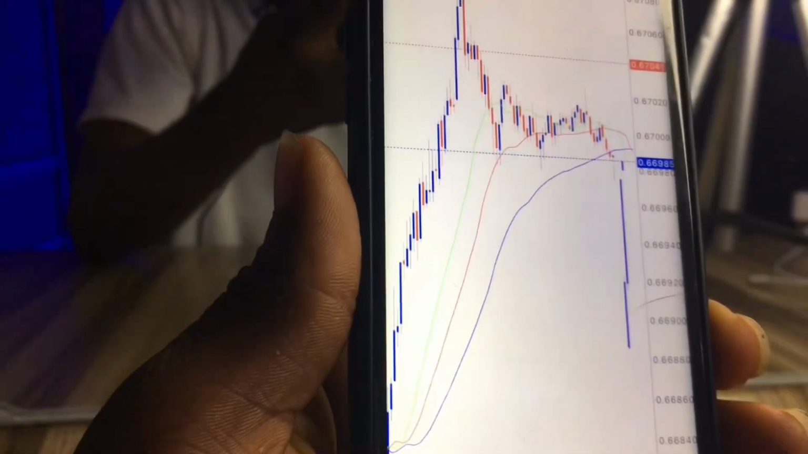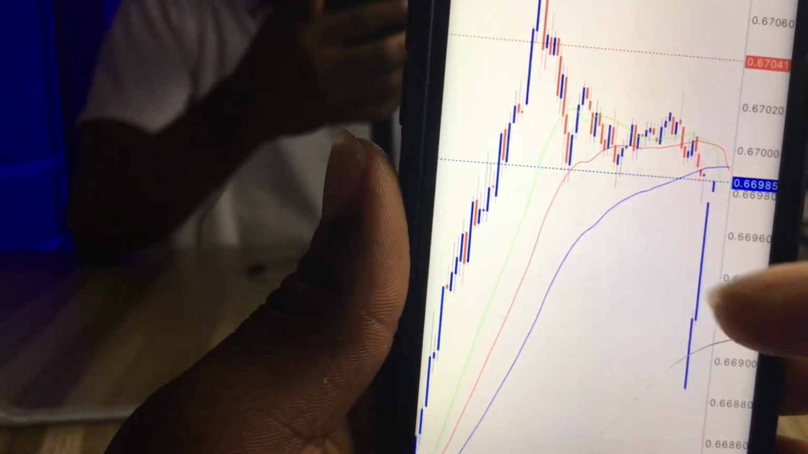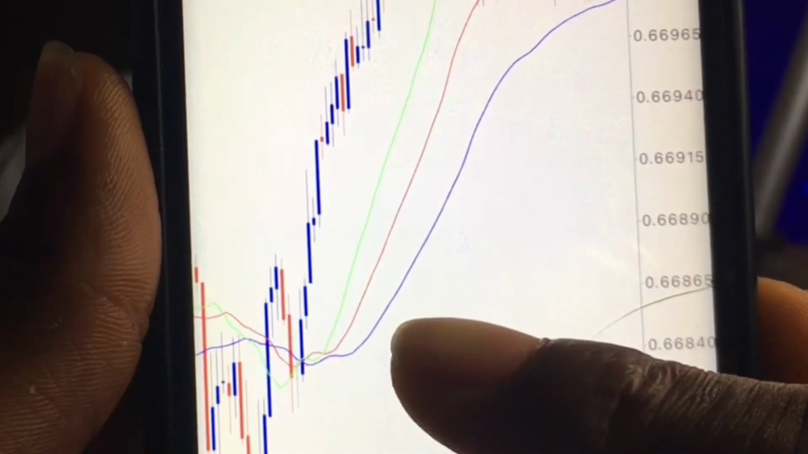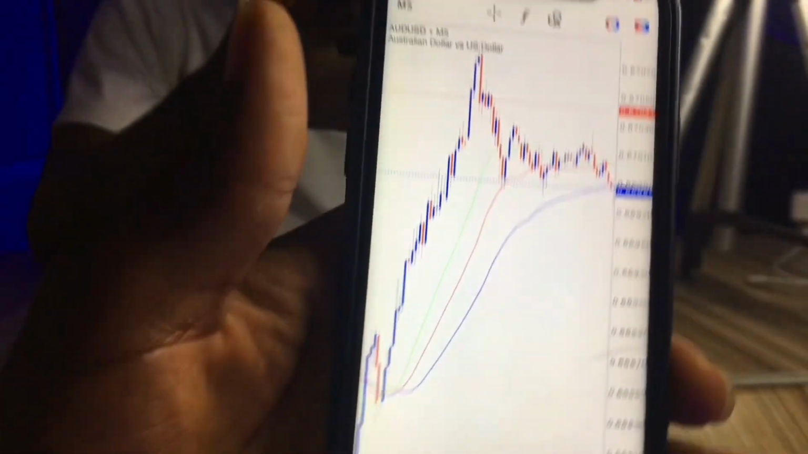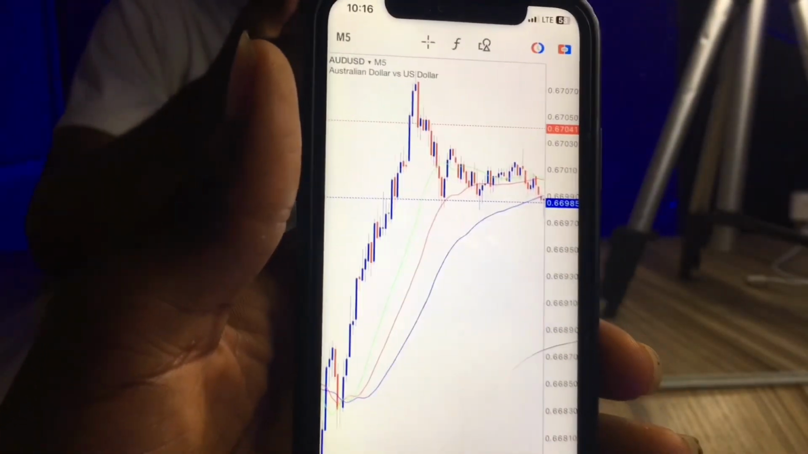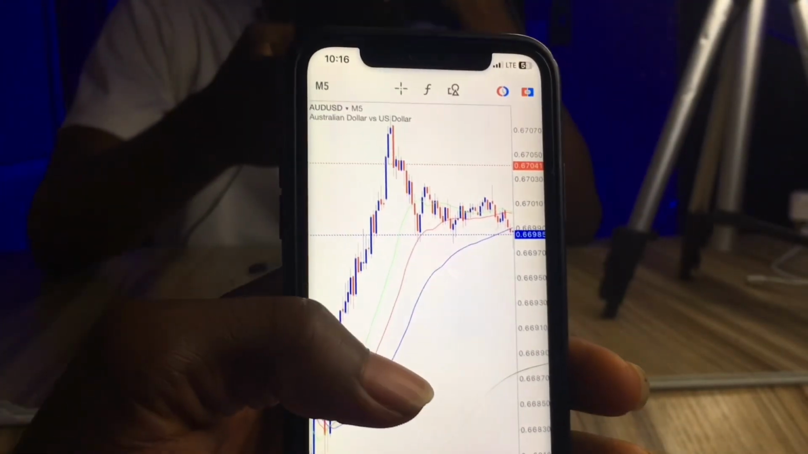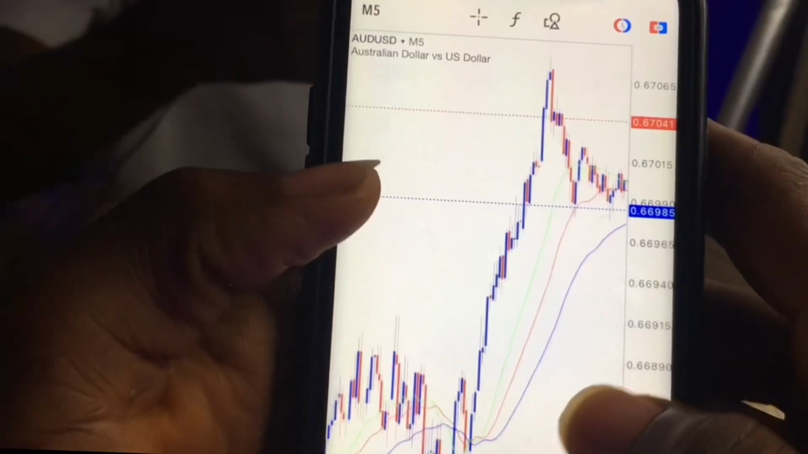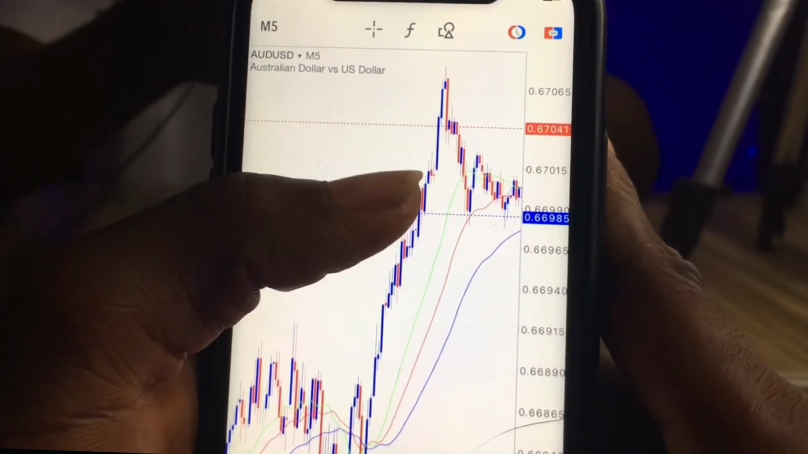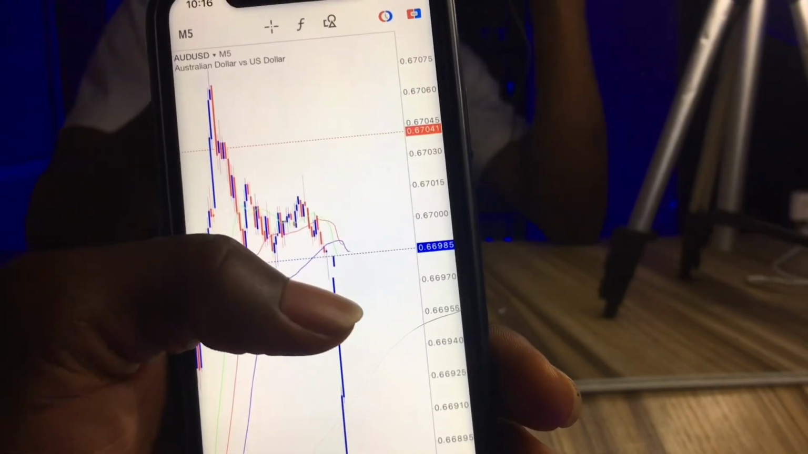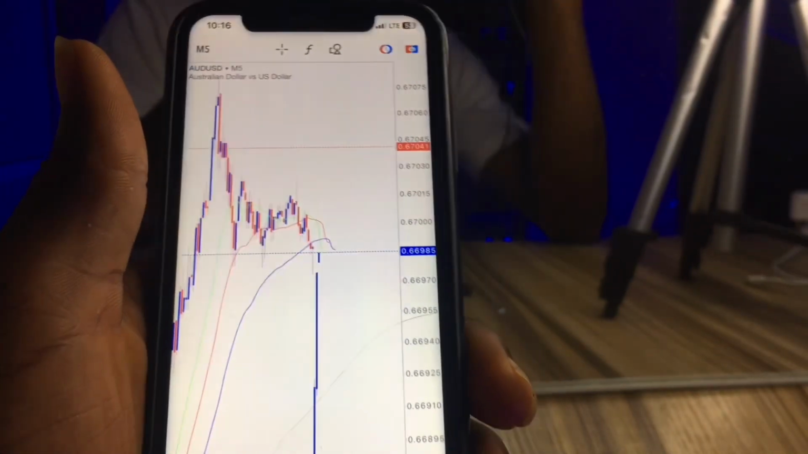Now if you look closely, this alligator indicator has 3 moving averages. We have the first moving average, second moving average, and third moving average. These moving averages can act as a point of support and resistance in the market, a key level in the market. Let me explain something very simple. Whenever I see price above the alligator indicator, it's trying to indicate a buy in the market, and whenever I see price below the alligator indicator, it's trying to signify a sell in the market.